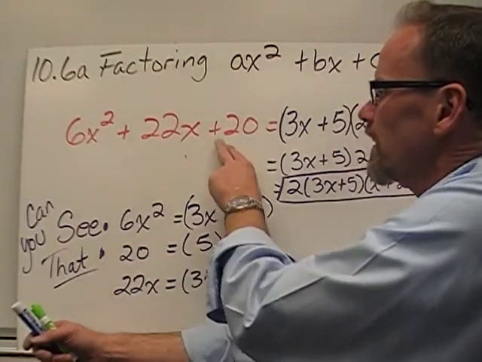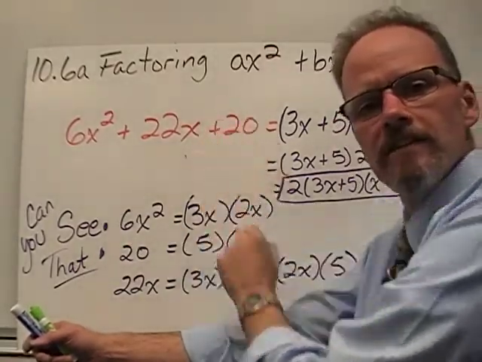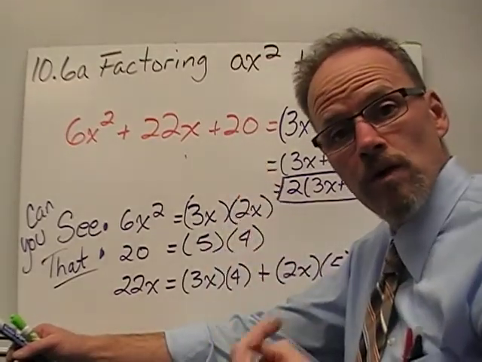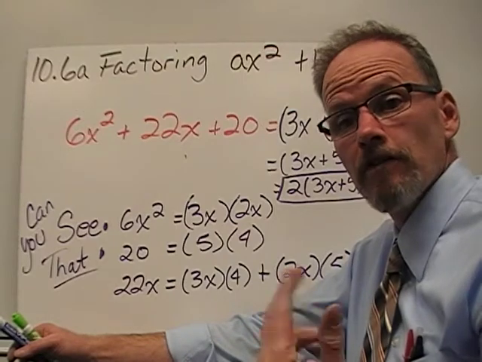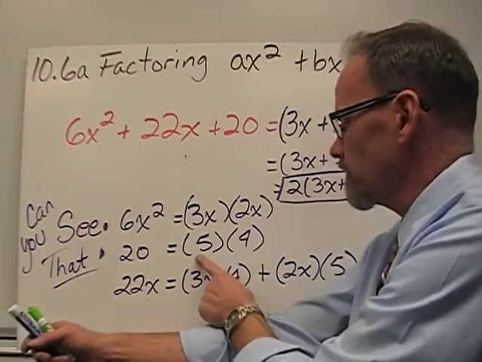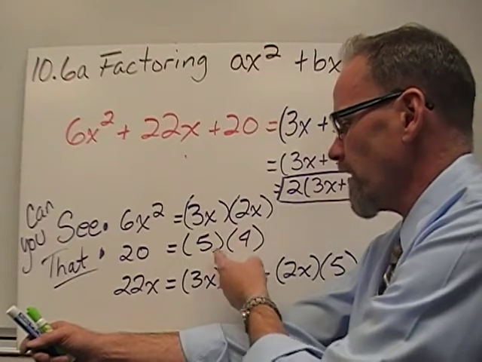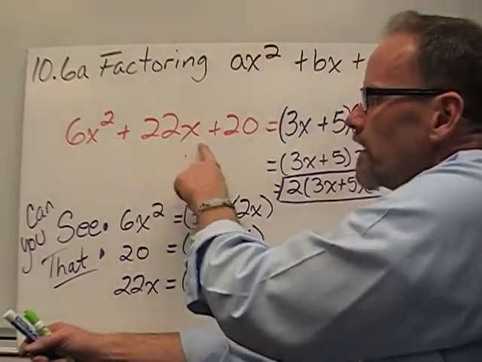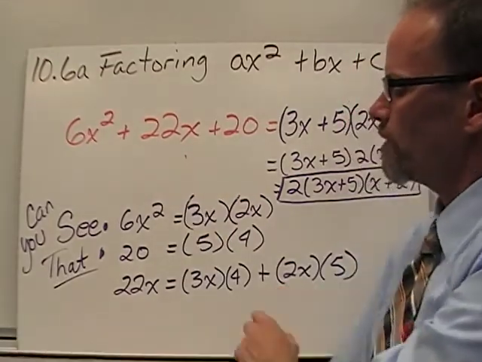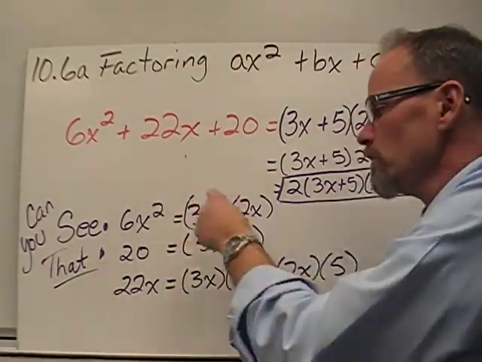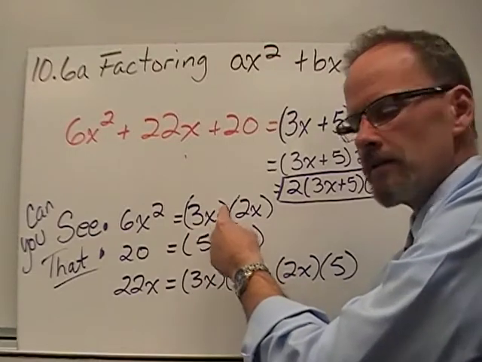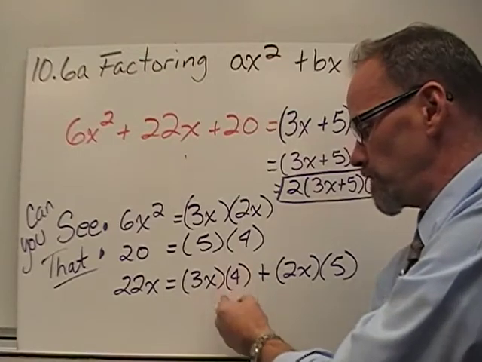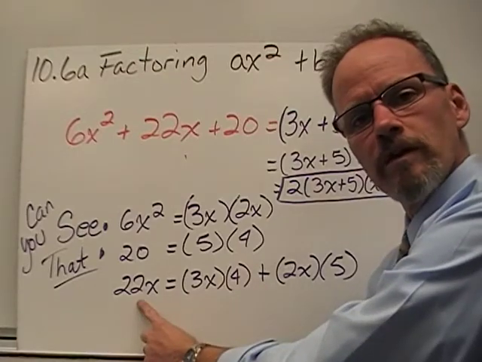The other thing I'm looking at is the c value right there. What are some factors of 20? 20 and 1, 10 and 2, 4 and 5. I went ahead and just put 5 and 4 right here. 5 times 4 is 20. And then this last term right here, 22x. Well, perhaps you can see that if I use these numbers and do some products with them, I'll probably come up with 22x.